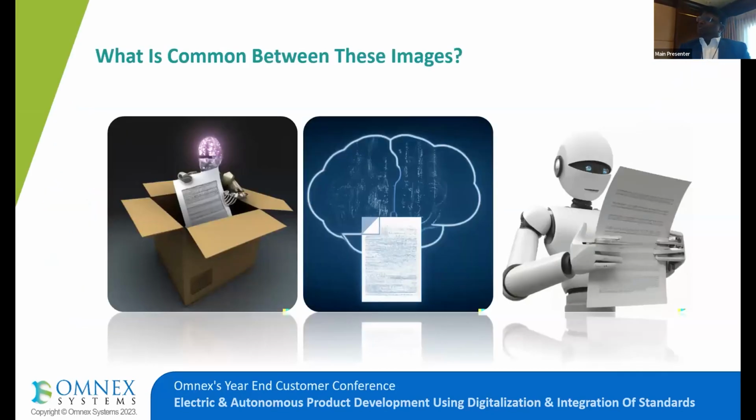So before I start the presentation, what do you think is common between all these images? Take some guesses, take a shot at it. Okay. Machine learning, okay. 4 squares.